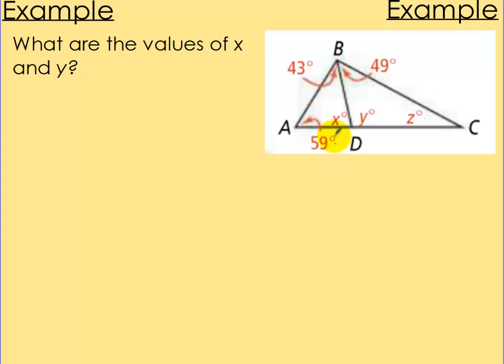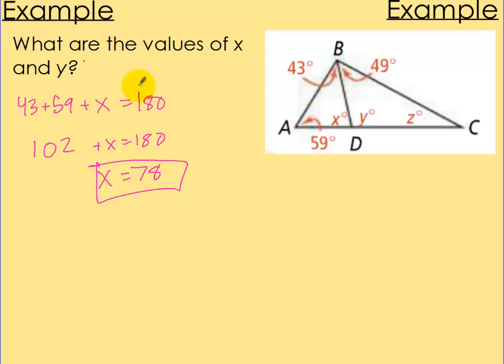Alright, let's begin. We know that triangles have to add up to 180 degrees, so this is just figuring out values of x and y using that property. So this triangle right here, ABD, I can say that 43 plus 59 plus x has to equal 180. And it's a matter of solving for x. Combine 43 and 59, I get 102 plus x equals 180. And I subtract 102 on both sides, so I get x equals 78. That's x. Let's solve for y.